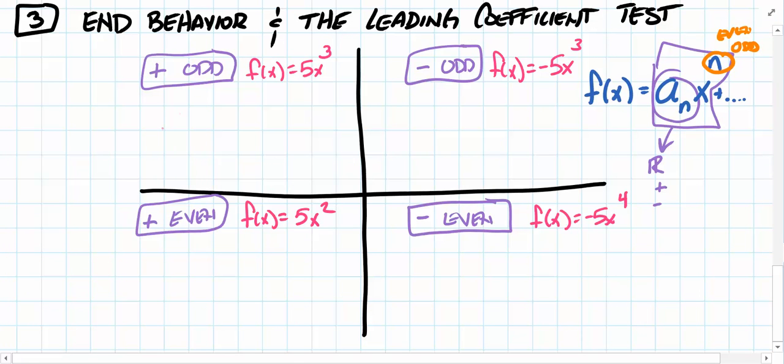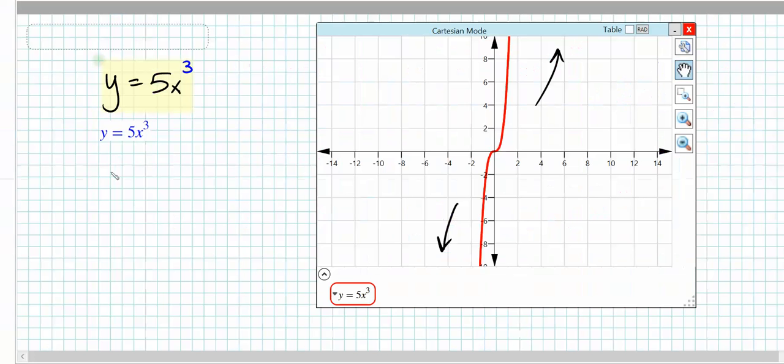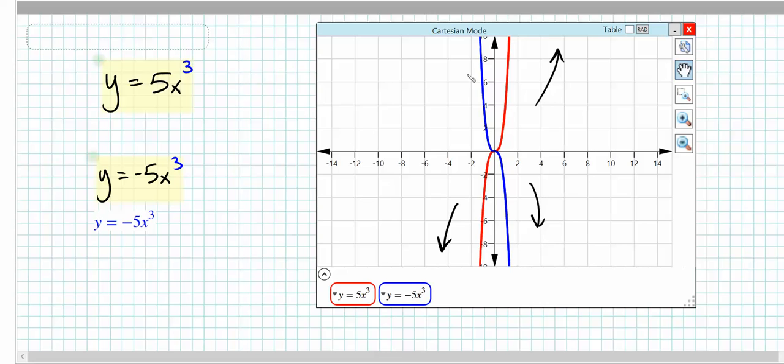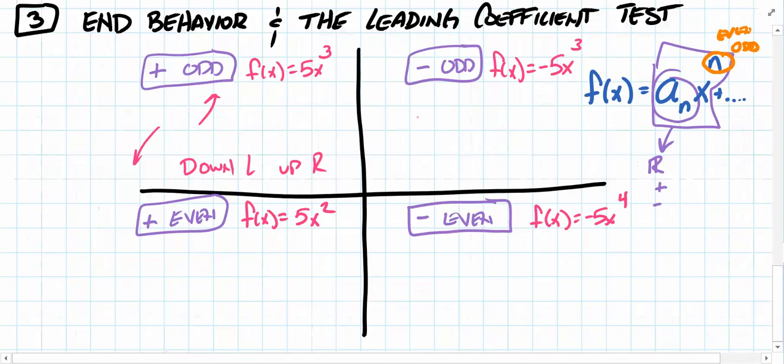So we might say down, left, up, right. Okay, how does that compare to something that's negative and odd? Negative 5x to the third. What would this thing be doing? Oh, well, look at that. That's going down over there and up over there. So this one is going to look like the opposite of that. It's going to look like this. Up on the left, down on the right. So up, left, down, right.